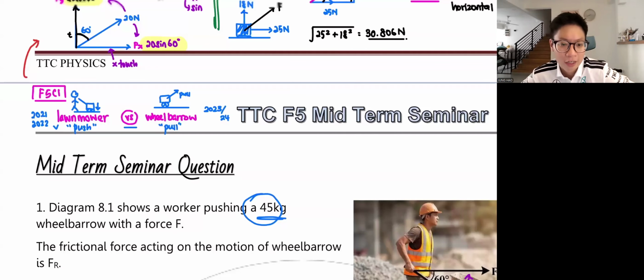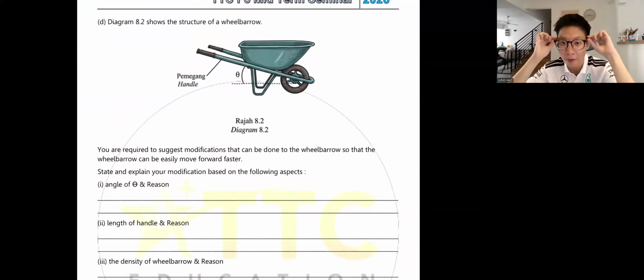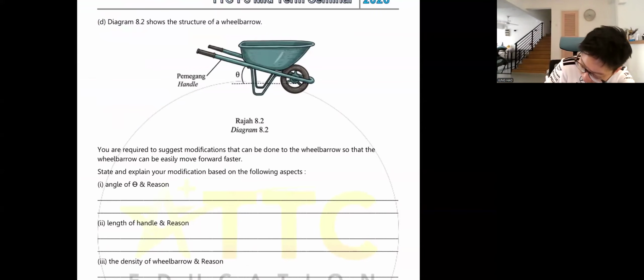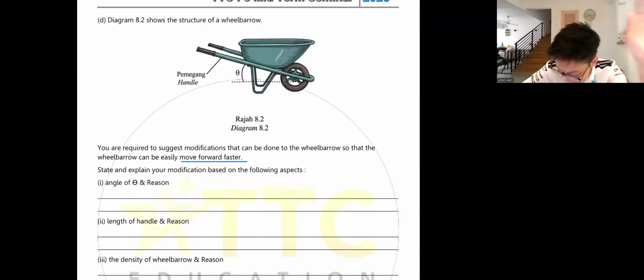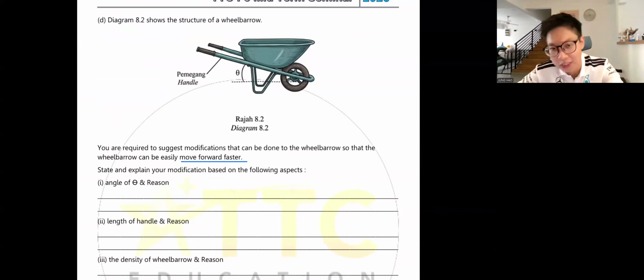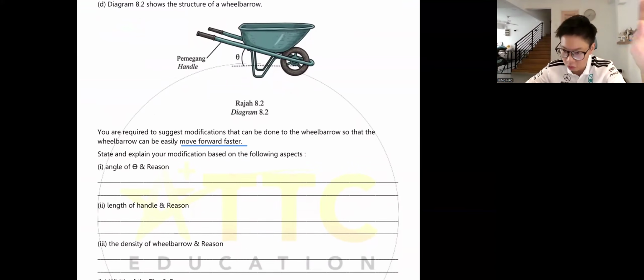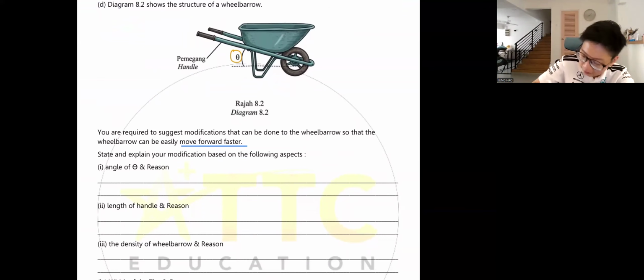Okay, next. Let's go and see here. Diagram 8.2 shows the structure of a wheelbarrow. So you have to modify it so that the wheelbarrow can move forward easier. Seems like now no choice, this guy is pushing already. State and explain your modification based on the following aspects: the angle of theta, length of handle, and the density of the wheelbarrow. Now let's write this together. Number one, angle of theta. So guys, what about the angle of theta? Do you want a larger angle or a smaller angle?